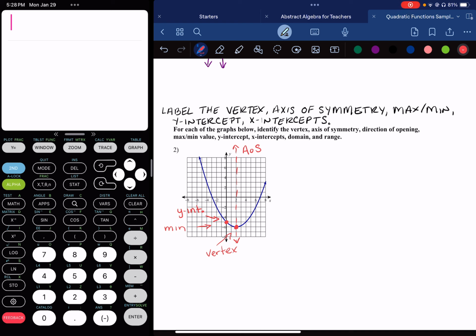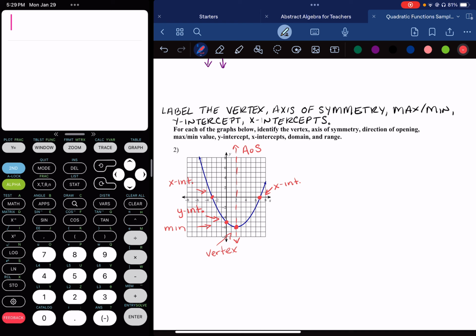And then the last element is the x-intercepts. Okay, so that's going to be where the graph is crossing the horizontal x-axis. In this case, we have two. We have one over here on the far right, labeling it as x-int. And we also have one over here on the far left, which I will also label x-int. Remember, for the x-intercepts, it's possible to only have one, and it's also possible to have none. Okay, but in this case, we have two. That's the labeling part of this problem.